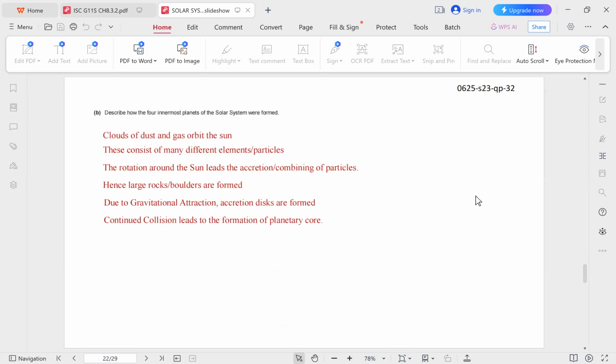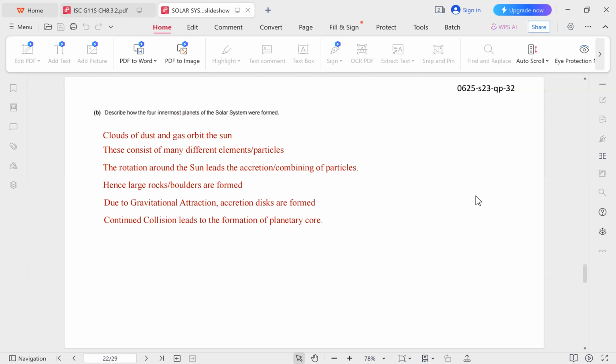Describe how the four innermost planets of the solar system were formed. So this is something you also need to know and you need to understand. So it began with clouds, we call them interstellar clouds of dust and gas orbiting the sun, and they consist of many different elements or particles. The rotation around the sun leads to combining of particles, or accretion. It's called the accretion model because particles combine together.